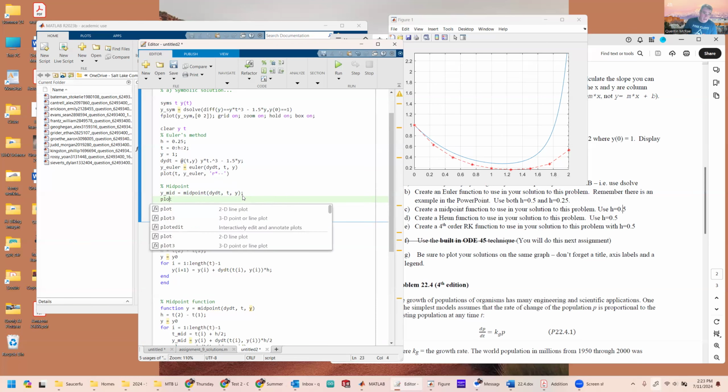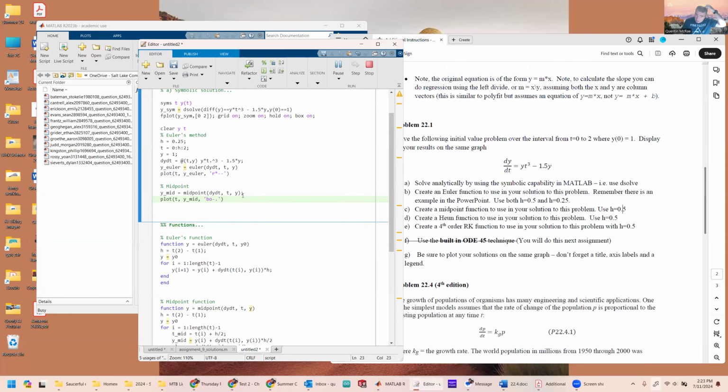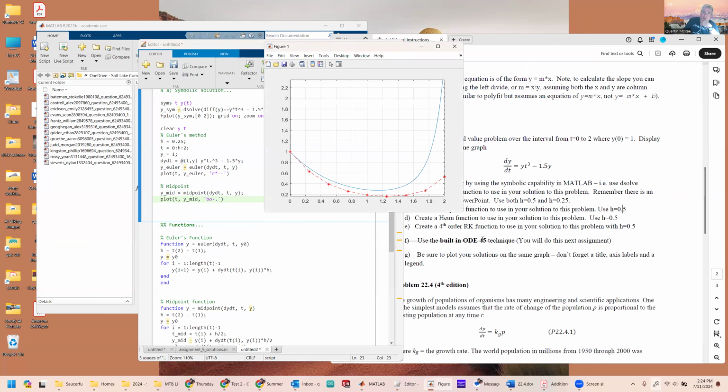I'm going to plot t comma y mid. I'll do these with a blue O with a dash dot. So we can look at them. Let's run that. Hope that we did it right. See if we made any mistakes. Apparently I made a mistake.